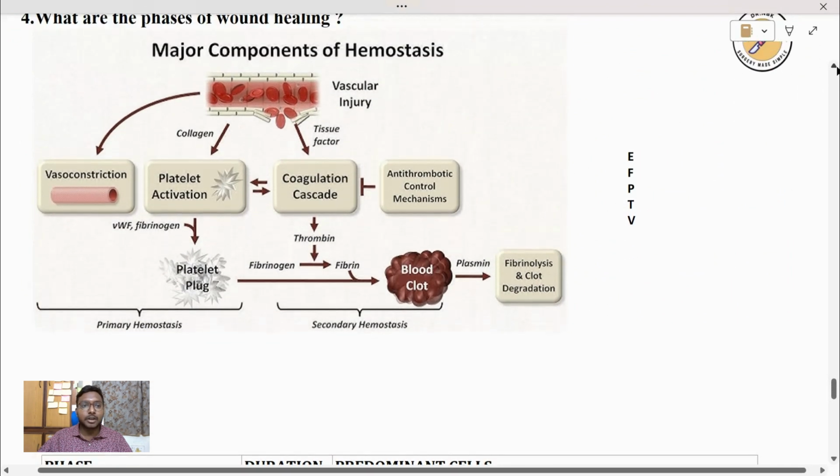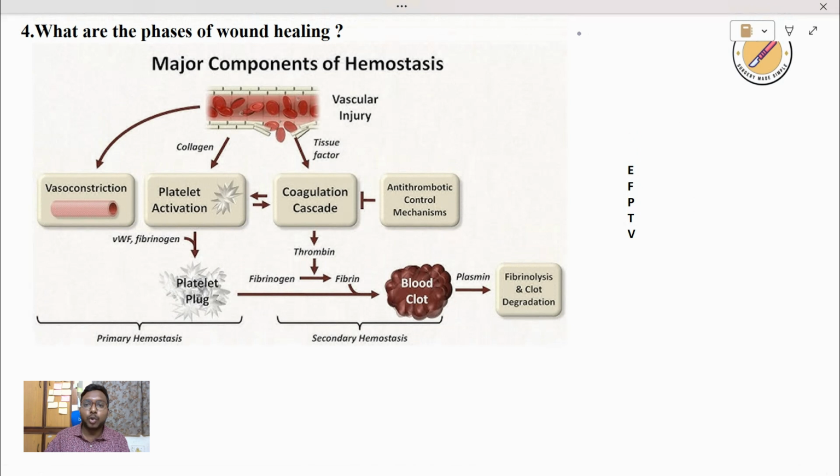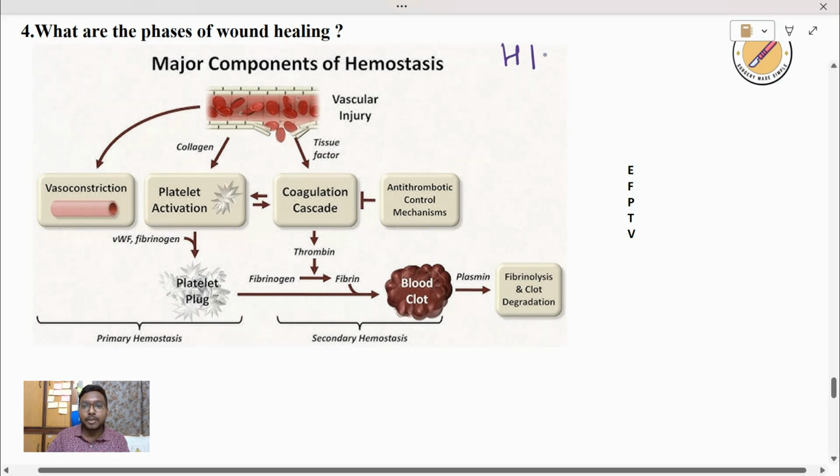So again, please understand, whenever we have any wound in the acute phase, the overall phases can be remembered with the help of the mnemonic HIPAR. H for hemostasis, I for inflammatory phase, P for proliferative phase, R for remodeling phase. So first we will see the hemostasis phase. What will happen whenever we have a wound?